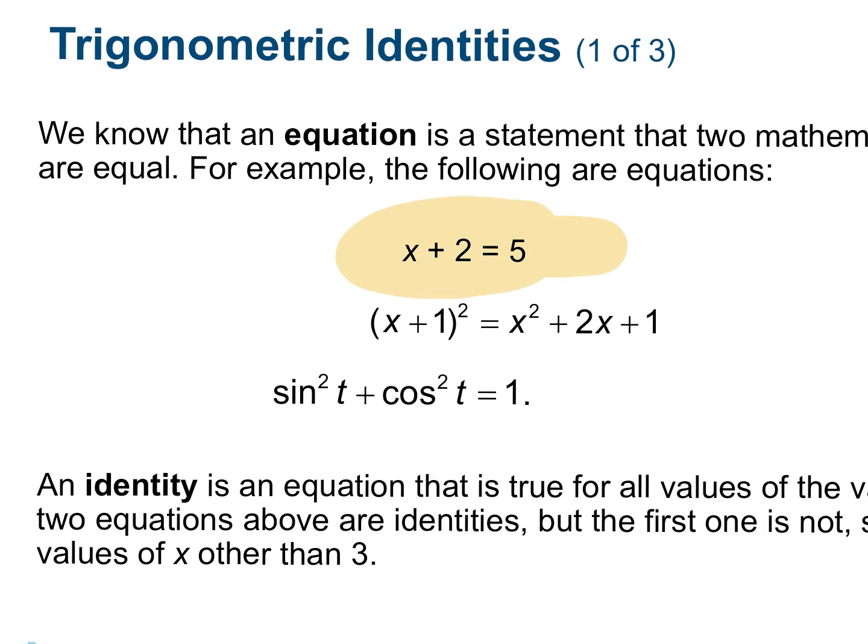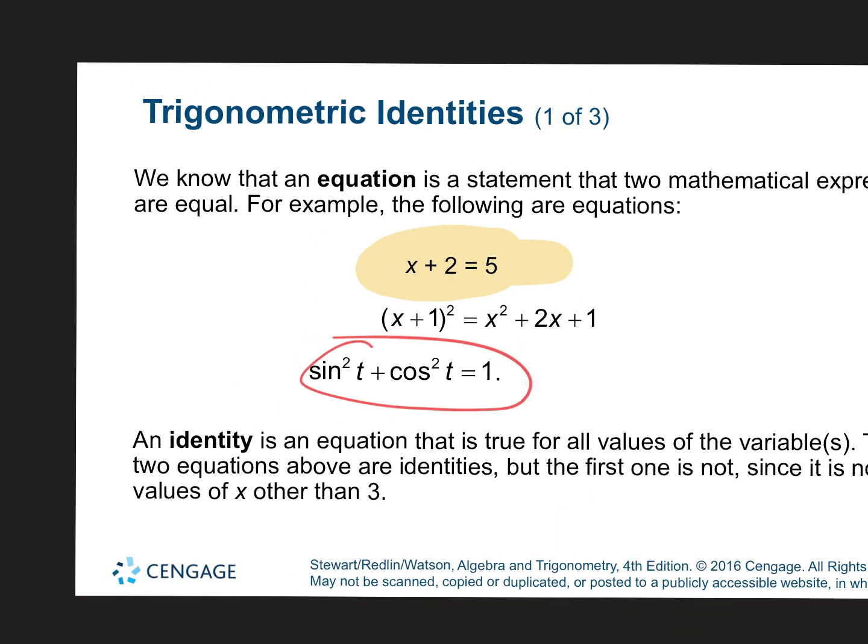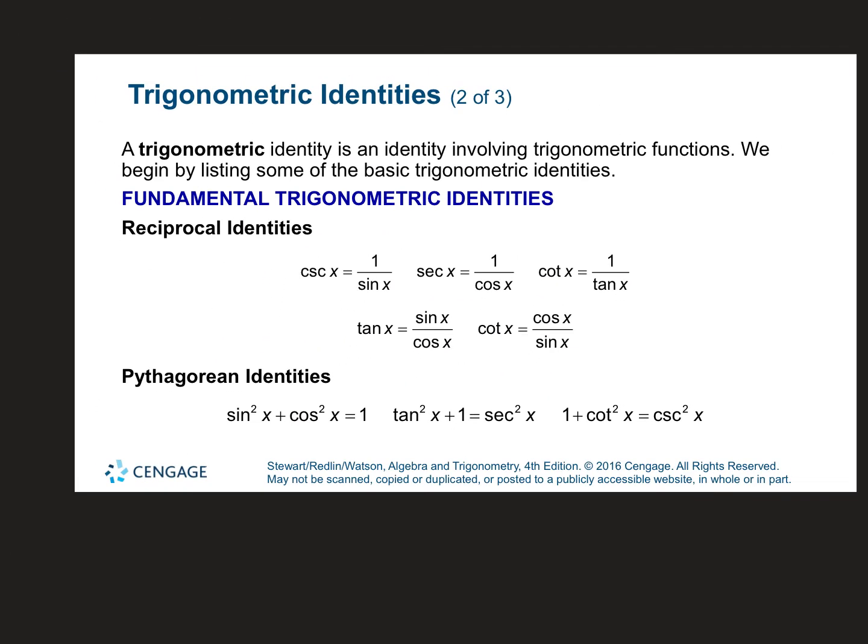This is a mathematical fact right here, that the sine squared of an angle plus the cosine squared of an angle equals 1. That is a fact. You don't have to prove it. That's an identity, okay? We're going to take a list of identities, and you will be provided these on any test or quiz. You do not have to memorize any of this stuff. I will give you a sheet of paper that has all this information on it.